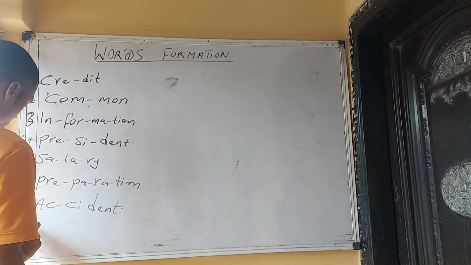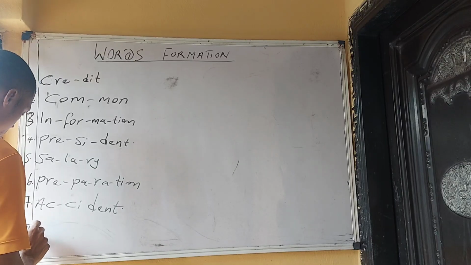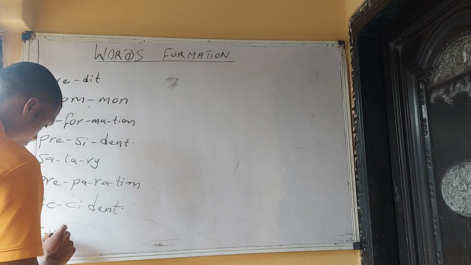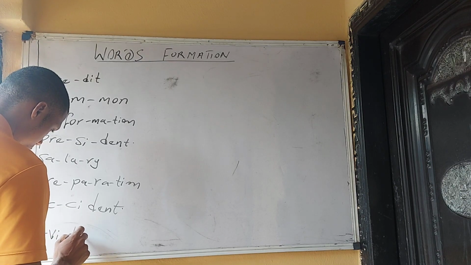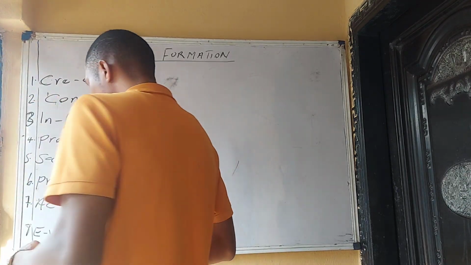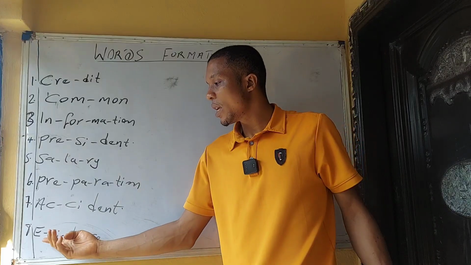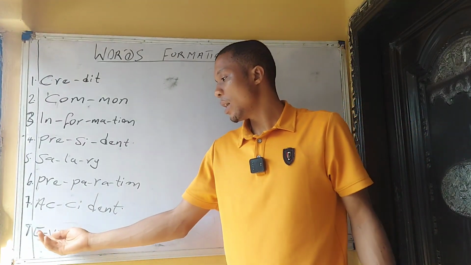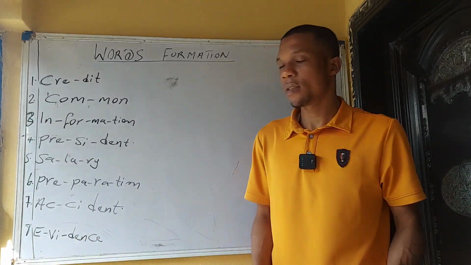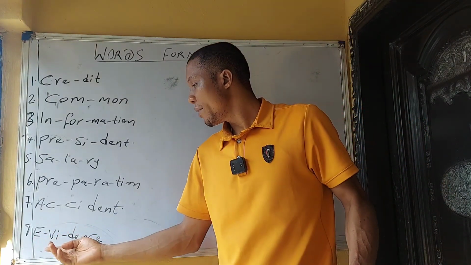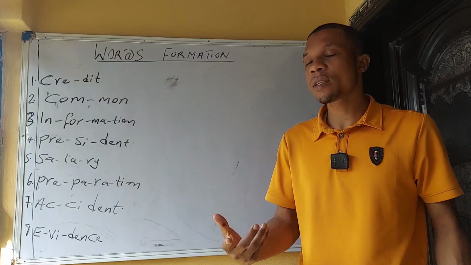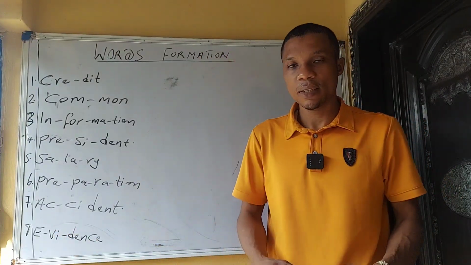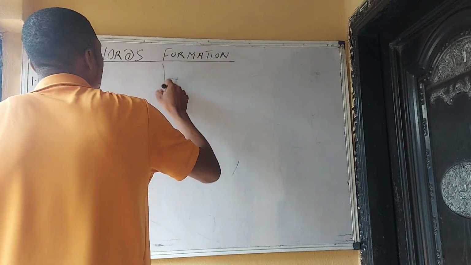Number 8. This is number 8. Number 8 is evidence. Is that clear? Evidence. So if you pronounce it together, it's going to be evidence. Next one.